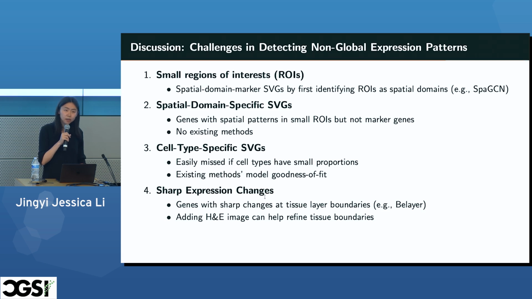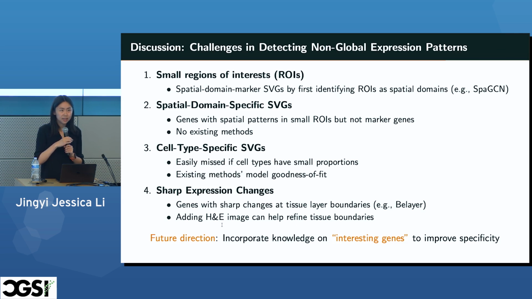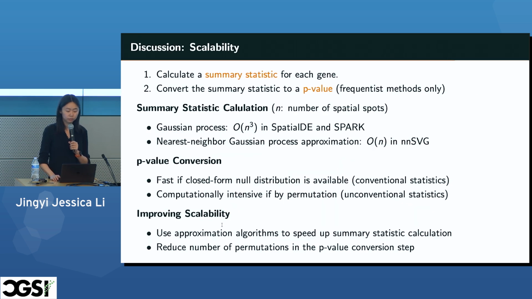Finally, there's another category of methods that don't call themselves SVG detection, but they're related. For example, B-layer is a method from Ben's group that helps to identify sharp changes in a tissue layer. So it's more about looking for boundaries instead of domains or overall SVGs. And also, some methods use the H&E image as a helper, to help us know the patterns we might be interested in. So what I see is that, given we already have 31 methods, the next step is that we need more biological knowledge to guide us, so we can better say what genes are interesting and what are not.